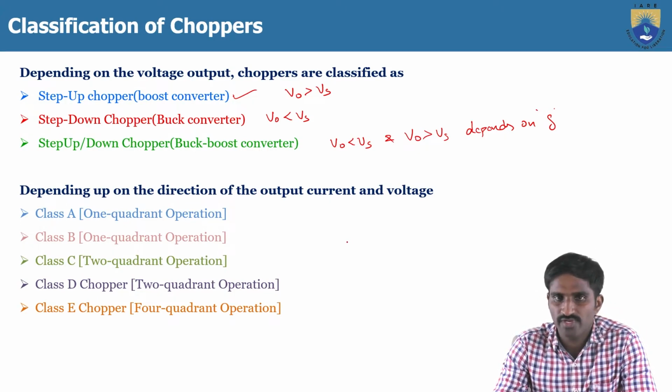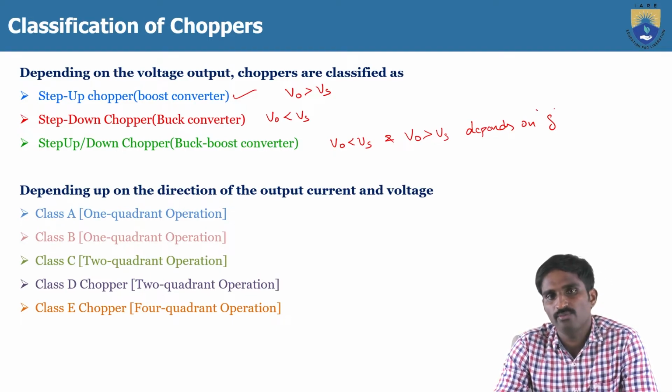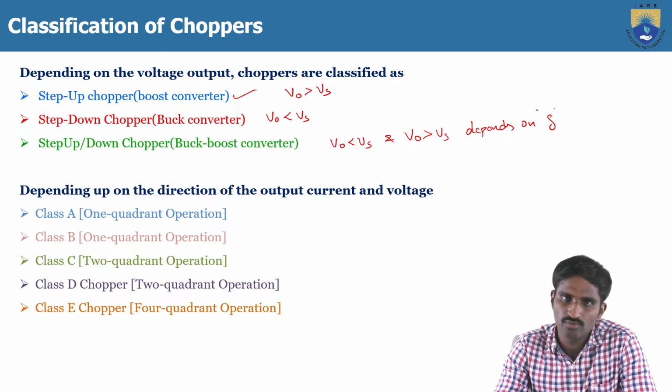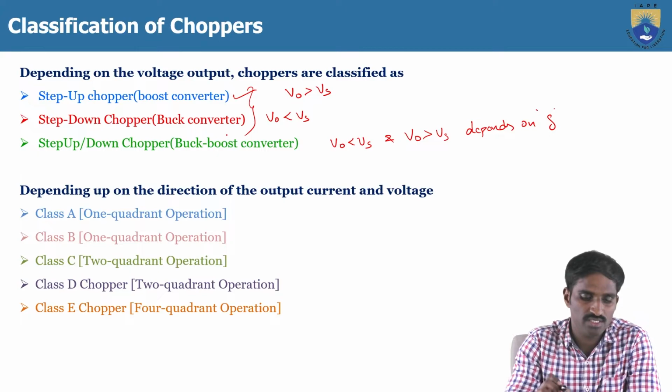Which means, for a duty ratio between 0 and 0.5, it will act as a step down chopper, and from 0.5 to 1 it may act as a step up chopper. So based on the duty ratio value, you can make it a step up or a step down chopper. So that is the buck boost converter. The combination of these two is a buck boost chopper.